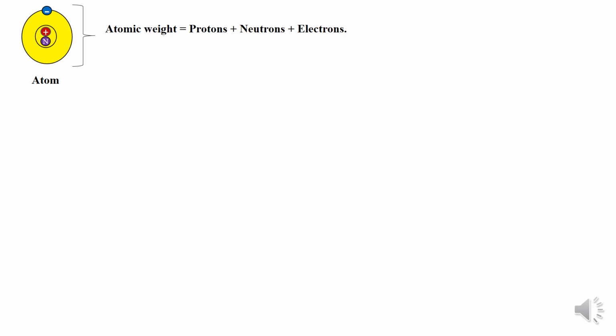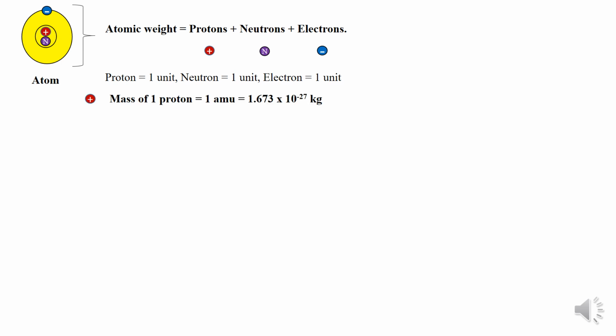So an atom has a central nucleus containing positively charged protons and neutrons, with negatively charged electrons orbiting around the nucleus in their respective shells or energy levels. So when you calculate the atomic weight, you should sum up the mass of protons, neutrons and electrons. And each subatomic particle is considered as 1 unit. Proton as 1 unit, neutron as 1 unit and electron as 1 unit. And when you consider the mass of these units, it will be atomic mass unit.